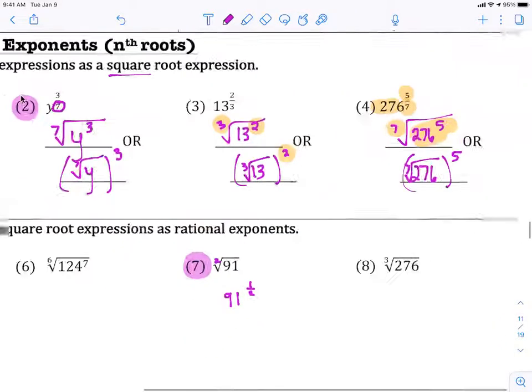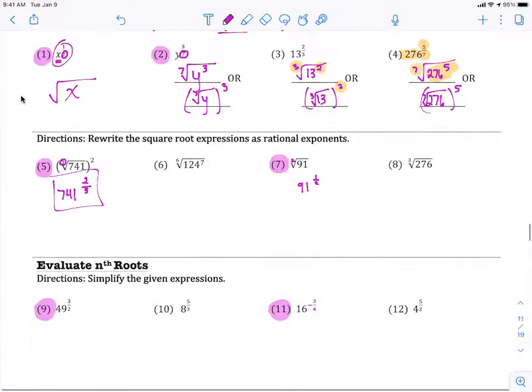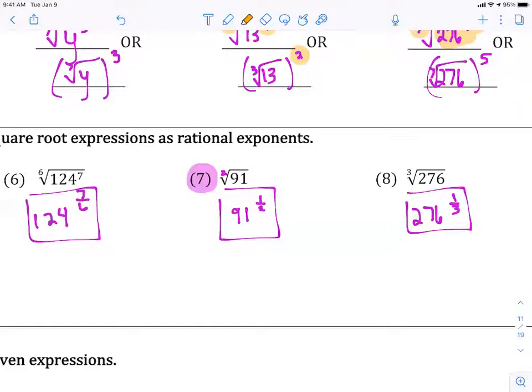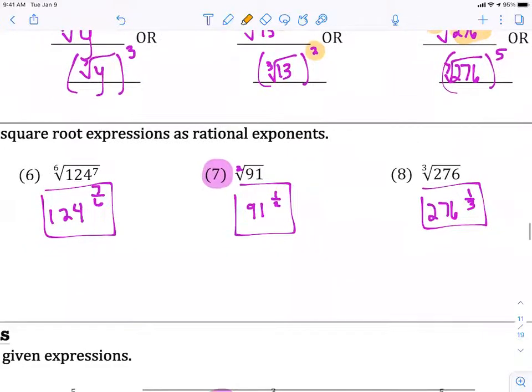All right, so pause your video now, and I want you to try examples 6 and 8. All right, answers for 6 and 8 are up. You should have gotten 124 raised to the 7/6 for number 6, and 276 raised to the 1/3.